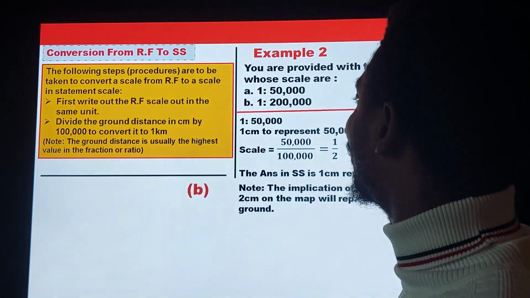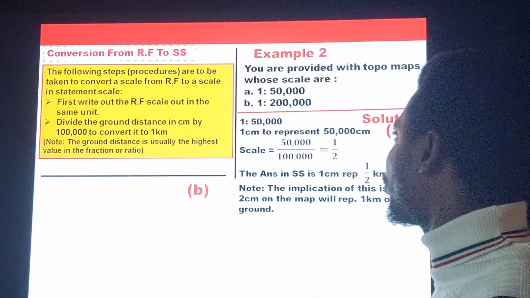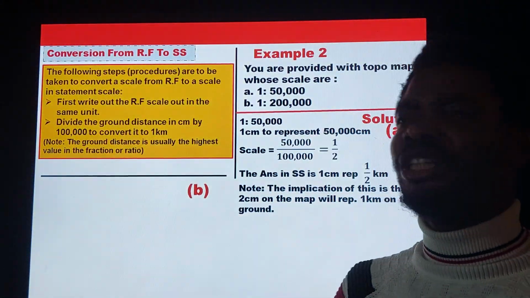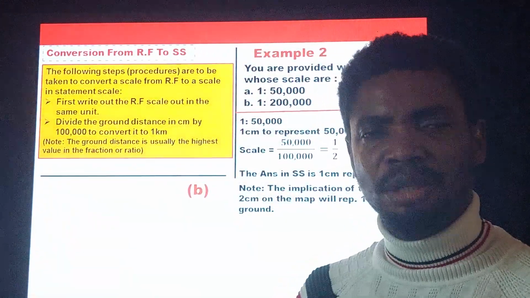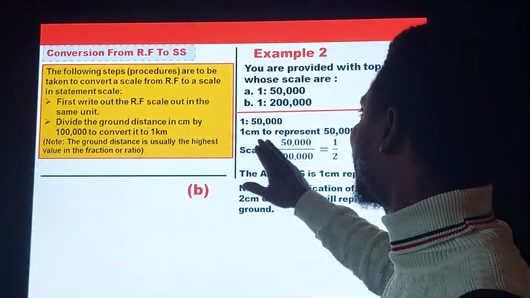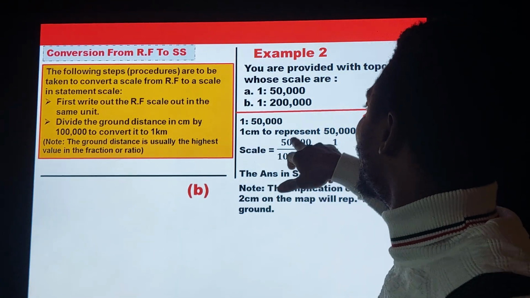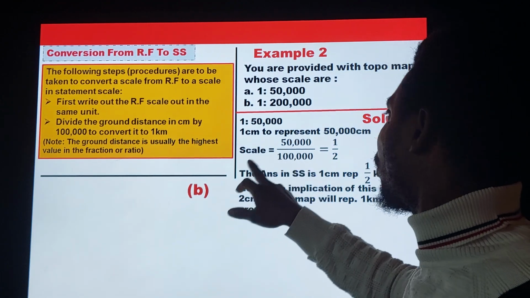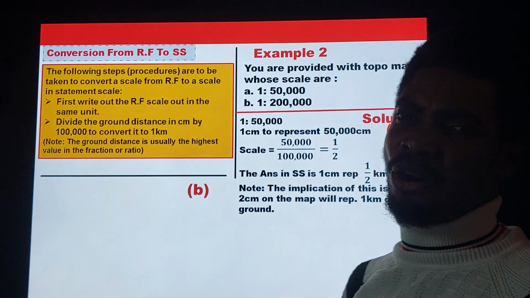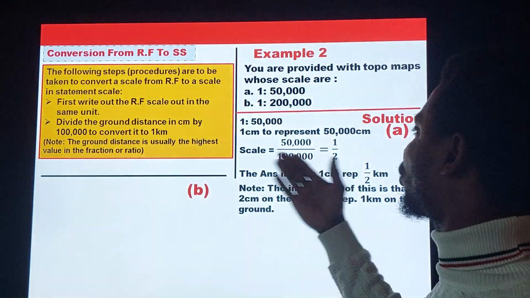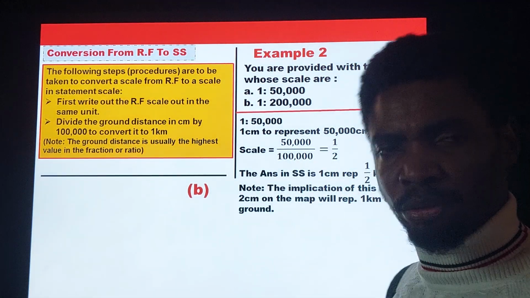So you are given 1:50,000. In this case, you write out that 50,000, you divide it by 100,000. You want to convert it to kilometer. So you say 1 centimeter to represent 50,000 centimeter. So the scale will be equal to map distance over ground distance over the conversion factor. So the conversion factor is 100,000 centimeter. So you say 50,000 divided by 100,000 will give you 1/2.